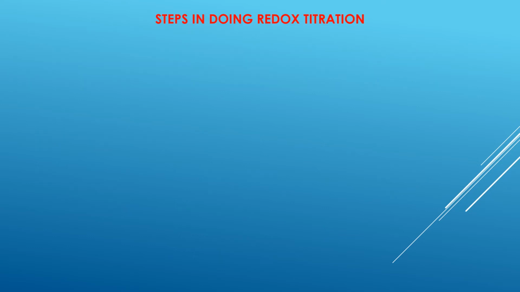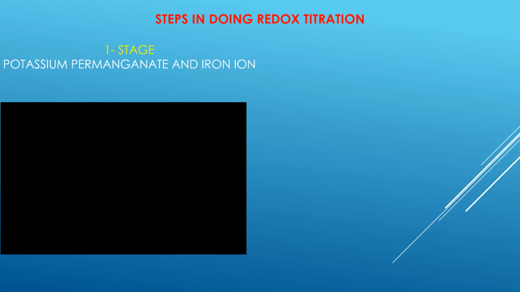Finally, let's have a look at the experimental procedure in how the 2 titrations are carried out in a 1-stage and a 2-stage procedure. So we will look at the first example, 1 stage, between potassium permanganate and ferrous ion.